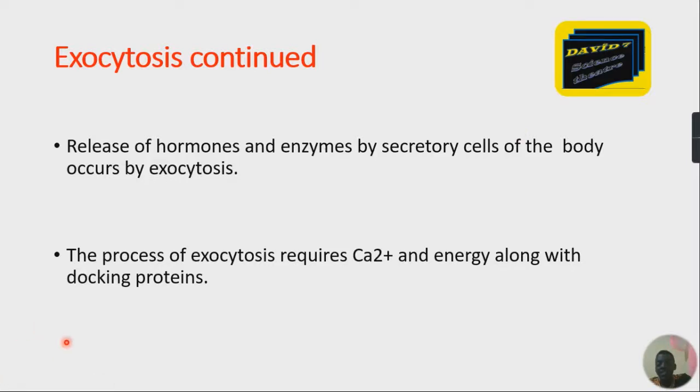One of the differences you can note between exocytosis and endocytosis is that exocytosis will require calcium ions and energy along with docking proteins. Calcium will be needed, which enters from the extracellular fluid into the cell to cause fusion of the vesicles with the cell membrane. So calcium will be required, unlike endocytosis.